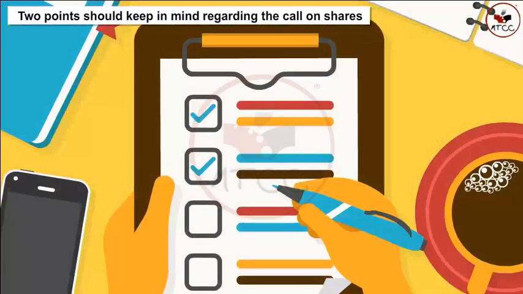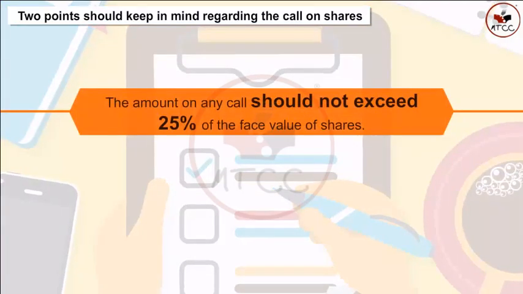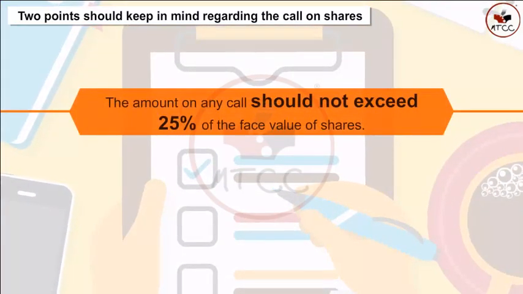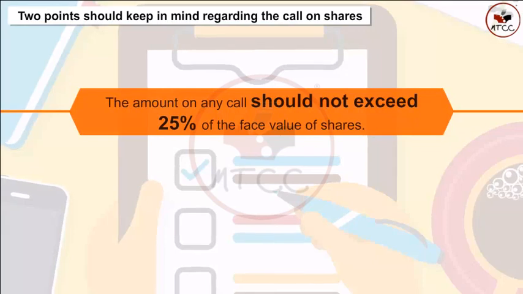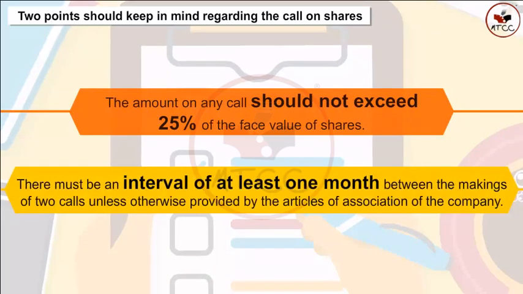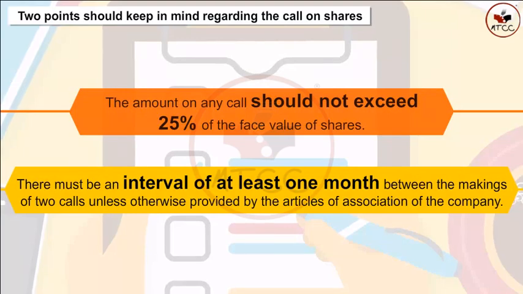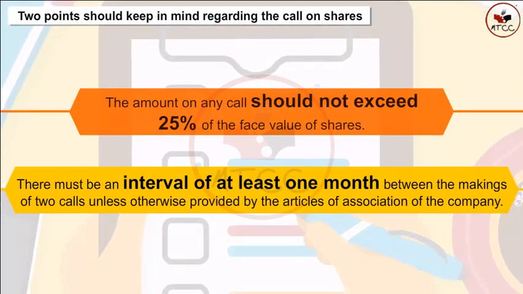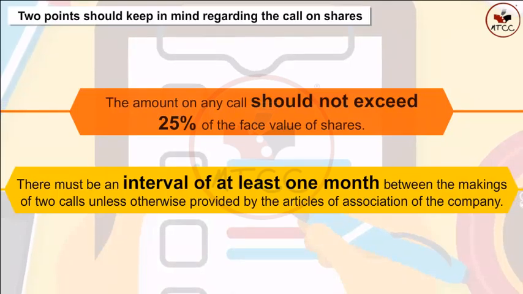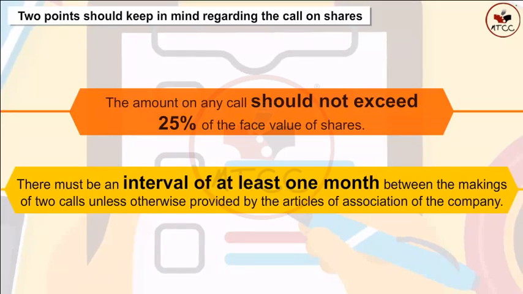Two points should be kept in mind regarding the call on shares. The amount on any call should not exceed 25% of the face value of shares. There must be an interval of at least 1 month between the making of 2 calls, unless otherwise provided by the Articles of Association of the company.